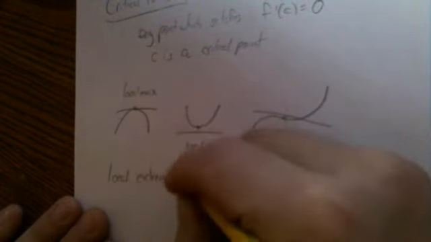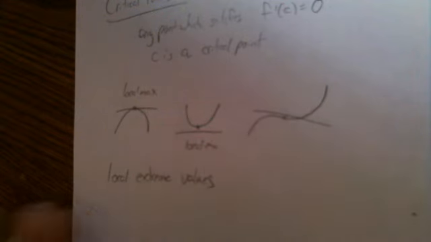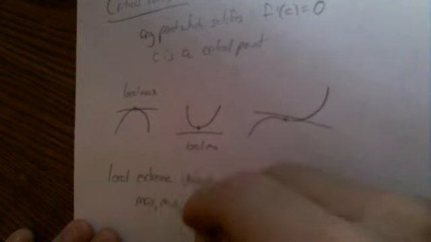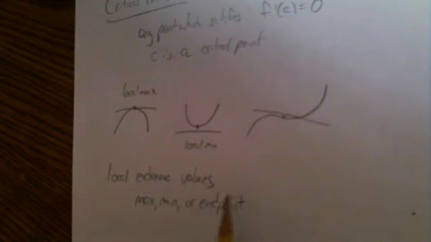So you can have what's called local extreme values. A local extreme value is either a max or a min or endpoint. Now an endpoint doesn't necessarily mean that it's a critical point. It may be a critical point, but an endpoint would be a local max or a local min because it would be greater than all neighboring points or less than all neighboring points.